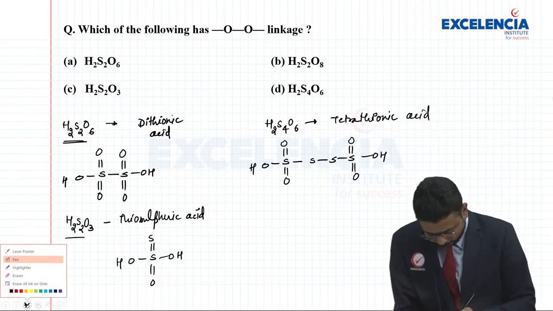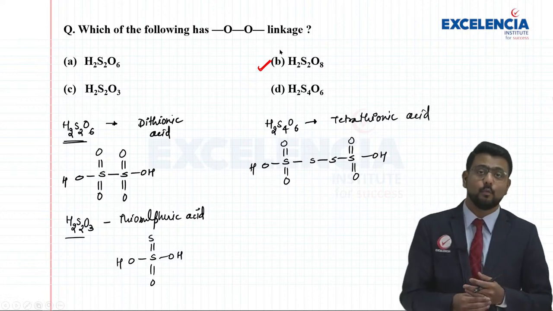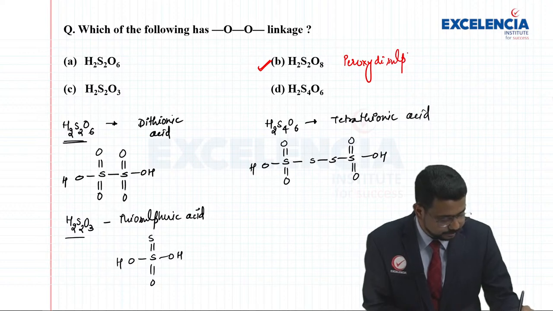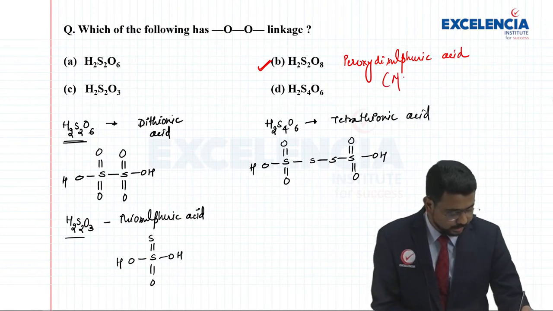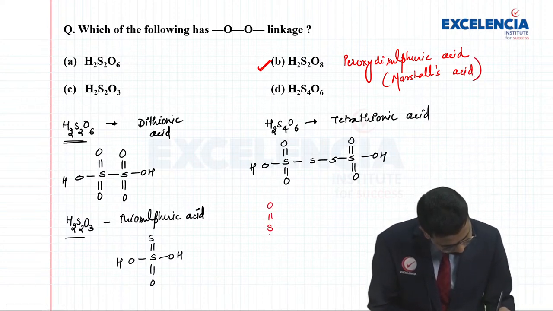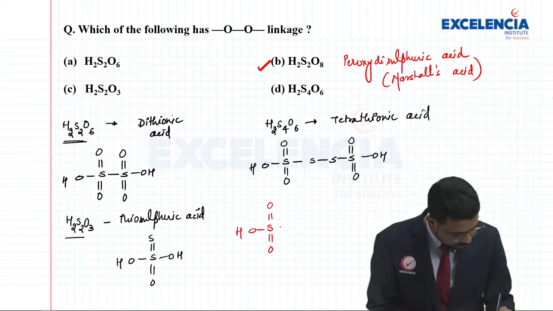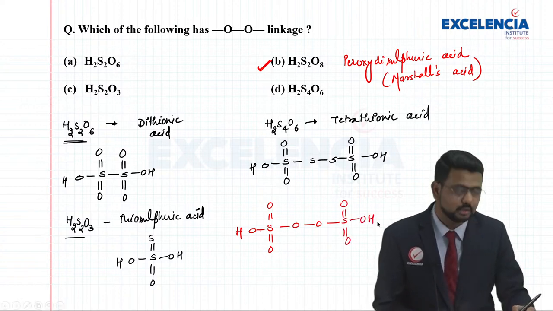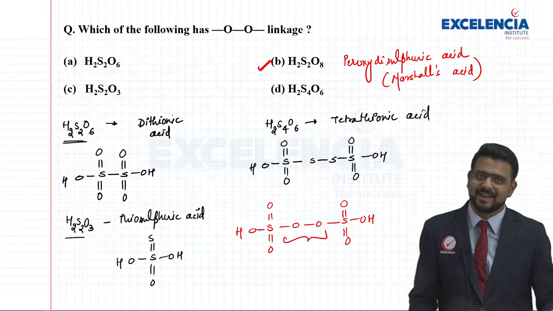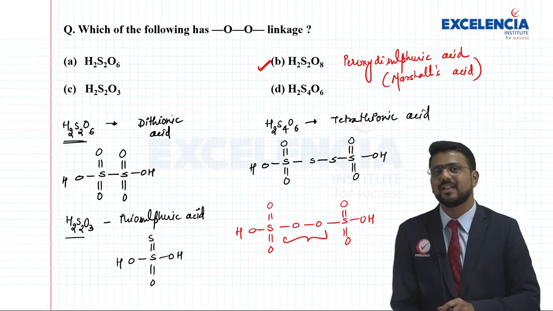If you have a close look, option B is actually going to be your correct answer, which we call as peroxy disulfuric acid, okay? Which is also regarded as Marshall's acid. Okay, so if I draw its structure, it's going to be like this. S double bond O, OH, and here you are going to have a peroxide linkage. S double bond O, OH. So if you notice, this is the structure of H2S2O8, wherein you're going to have a peroxide linkage, right? So this is definitely going to be your answer.